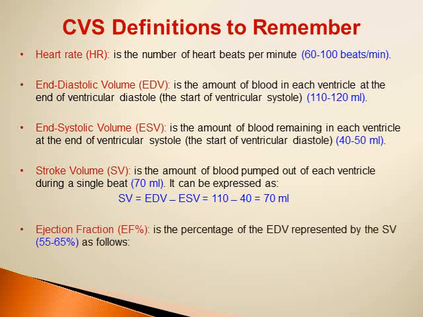Ejection fraction is the percentage of the end diastolic volume represented by the stroke volume. It is about 55 to 65%, and it is calculated as follows: stroke volume divided by the end diastolic volume multiplied by 100. So if the stroke volume is 70, the end diastolic volume is 110, then the ejection fraction is 63. So it is the percentage of the end diastolic volume that will be ejected from each ventricle. This is the meaning of the ejection fraction.